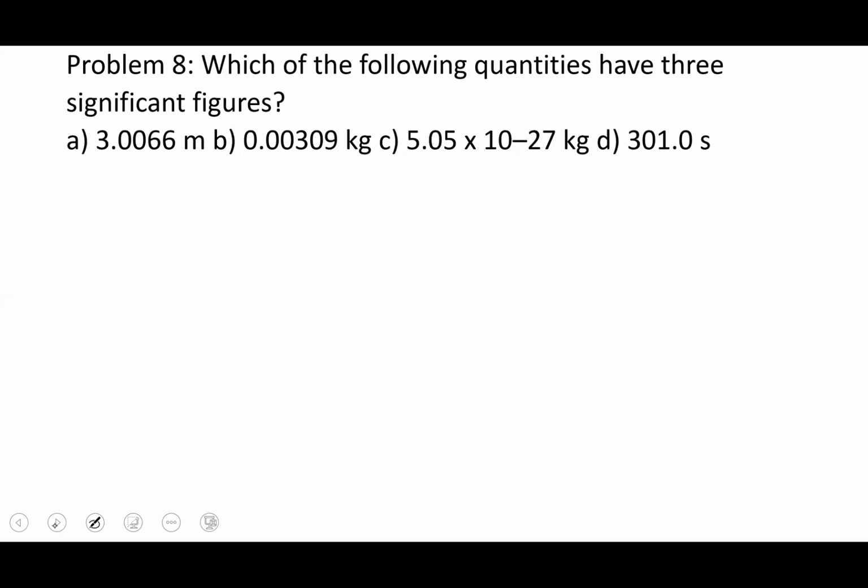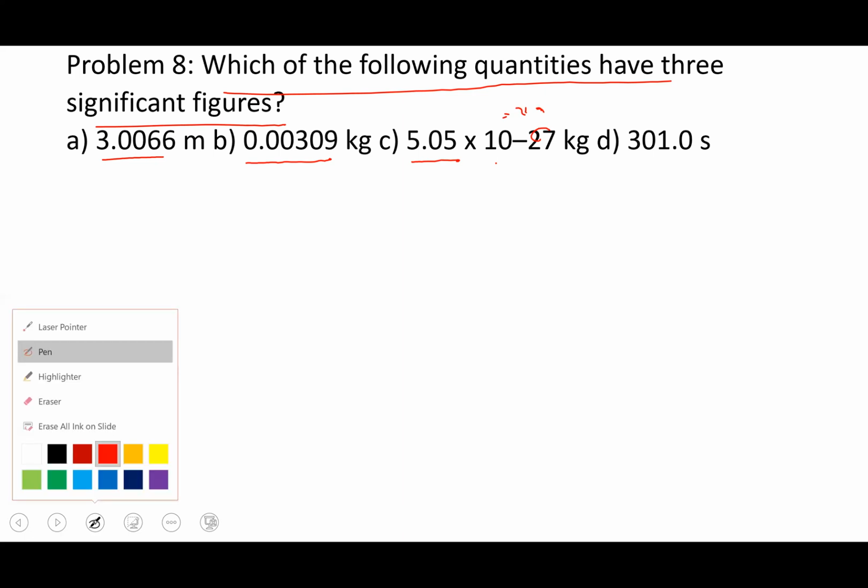Moving on to the next question, it says which of the following quantities have 3 significant figures? Let us choose. Over here, option A is 3.0066. Option B is 0.00309. Then we have 5.05 into 10 to the power minus 27. It is minus 27 actually, written like this. Let me write it down clearly so that you can understand this one.